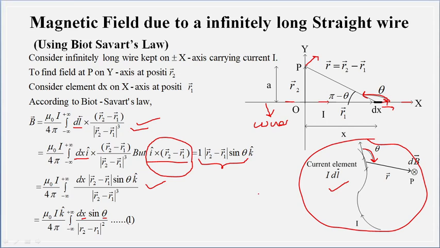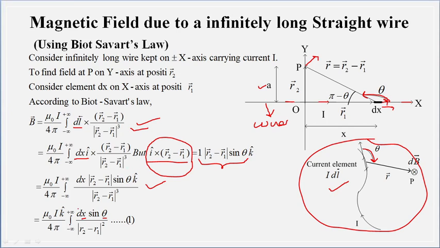See, the vector r2 is a constant, because that point P is fixed. But the element can be anywhere, so R1 will be different. R1 being different means vector R will be different. So vector R, that is R1, is also variable.